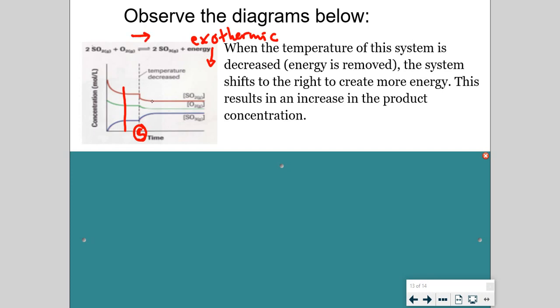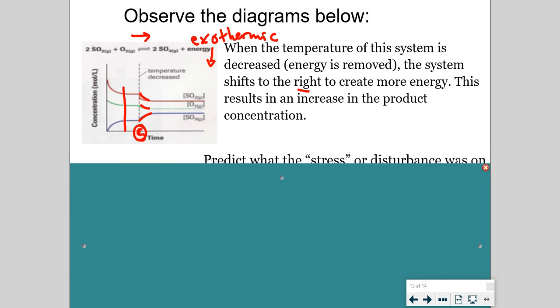And look, this is what we see in our graph. We see an increase in product, and we see a decrease in reactant, because the shift is to the right.